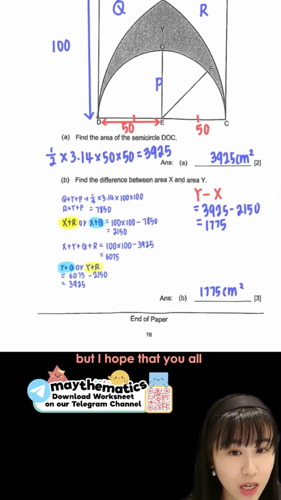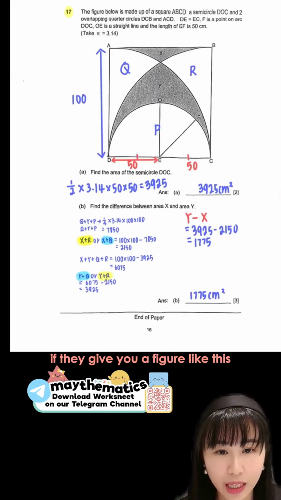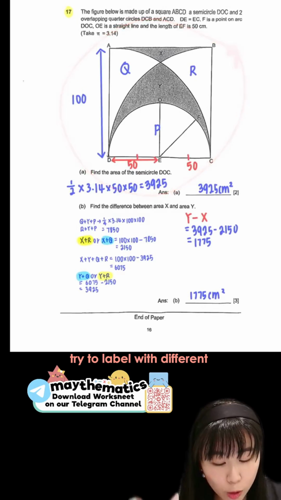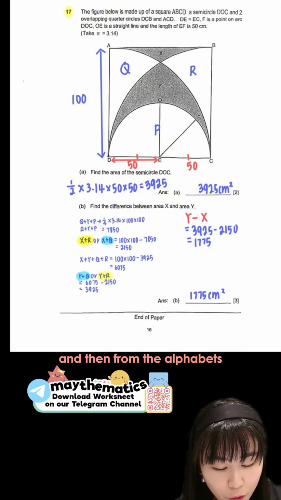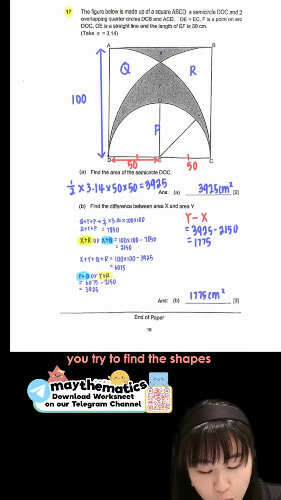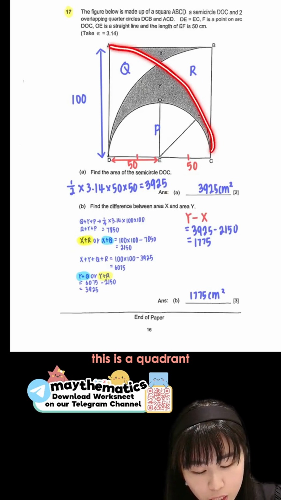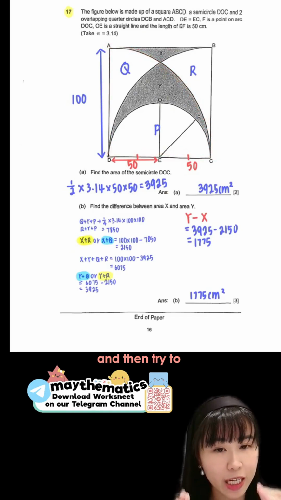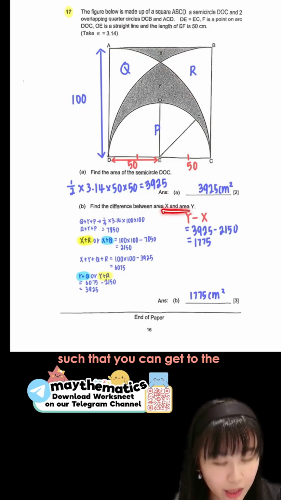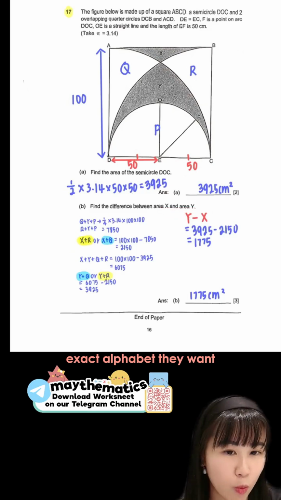It's a tough one, but I hope that you can get the technique. If they give you a figure like this, try to label with other alphabets, and then from the alphabets, try to find the shapes that you can find first. Like, you know this is a quadrant you can find first, so go and find it. Go and find all these things, get all the alphabets, and then try to play around with the alphabets such that you can get to the exact alphabet they want, which is Y minus X.